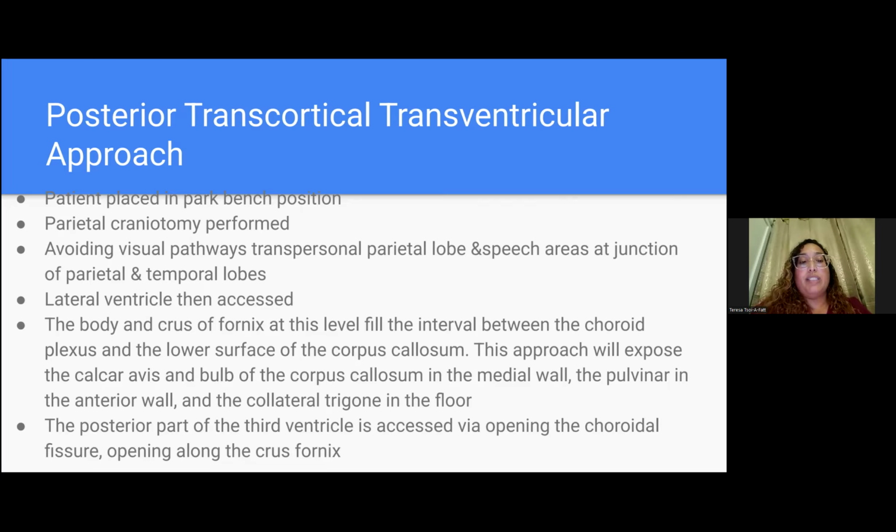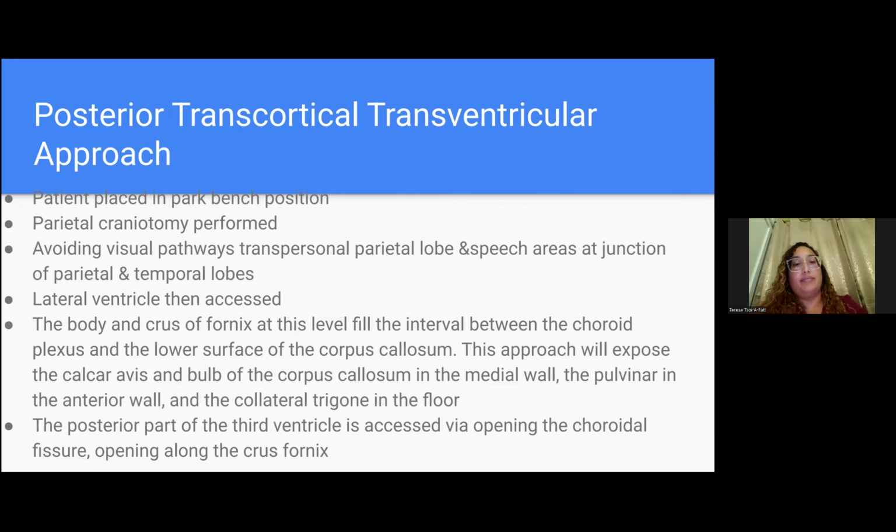So this approach would expose the calcar avis and the bulb of the corpus callosum in the medial wall, and the pulvinar in the anterior wall, and the collateral trigone in the floor. The posterior part of the third ventricle is then accessed via opening the choroidal fissure and opening along the crus fornix.